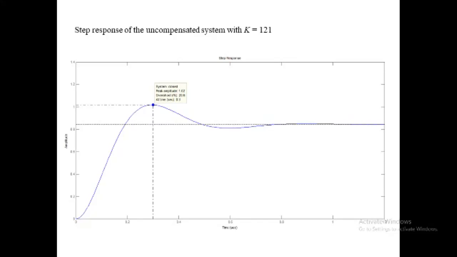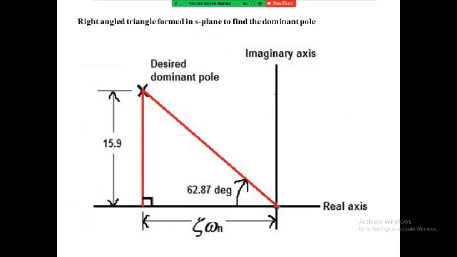Now, for finding the real part of the desired dominant pole, a line has to be drawn to the left of the imaginary axis in the s plane, with respect to the origin, at an angle theta equal to cos inverse of sigma. The value of sigma is 0.456, so the value of this theta will be 62.87 degrees, as shown in figure 6. See this diagram. It is shown here clearly. It is a right angle triangle formed in the s plane to find the dominant pole.